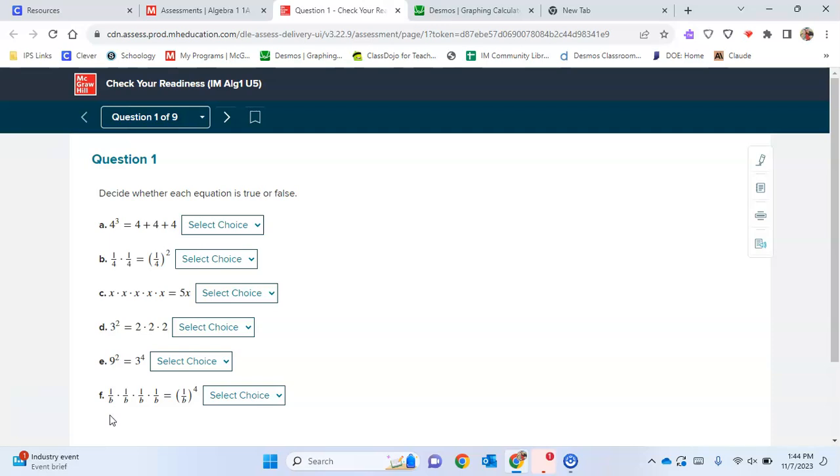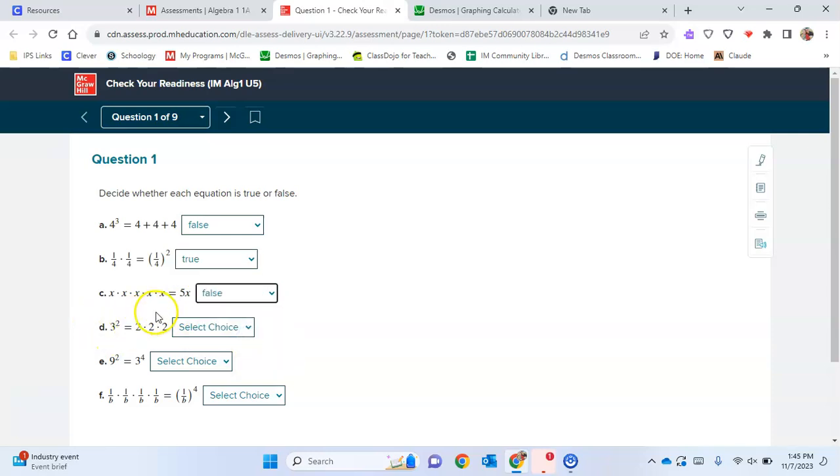Decide whether each equation is true or false. 4 cubed equals 4 plus 4 plus 4? 4 cubed is 4 times 4 times 4. False. 1/4 times 1/4 is 1/4 squared. That is true. x times x times x times x times x is x to the 5th power. x plus x plus x plus x plus x is 5x.